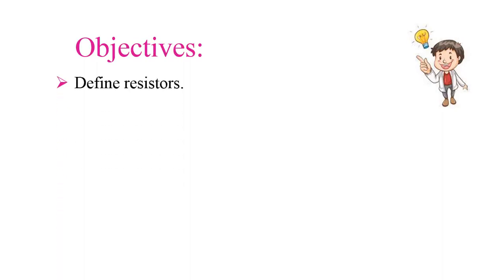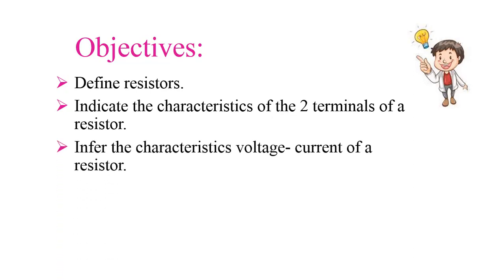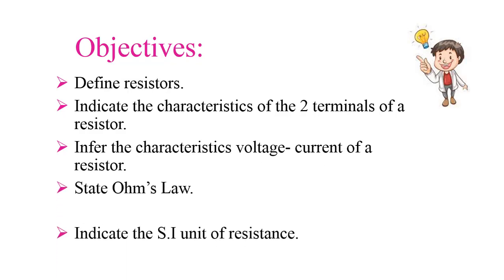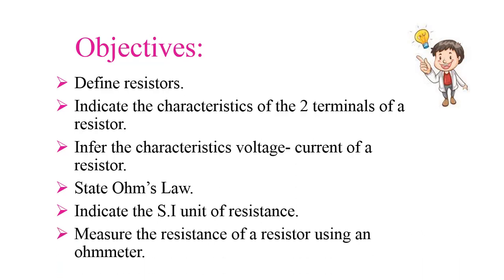Let's list the objectives together. Define resistors. Indicate the characteristics of the two terminals of a resistor. Infer the characteristics voltage current of a resistor. State Ohm's law. Indicate the SI unit of resistance. Measure the resistance of a resistor using an ohm meter.